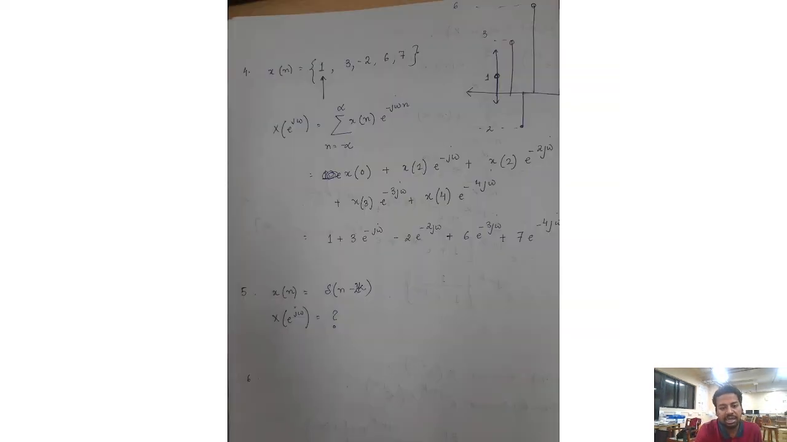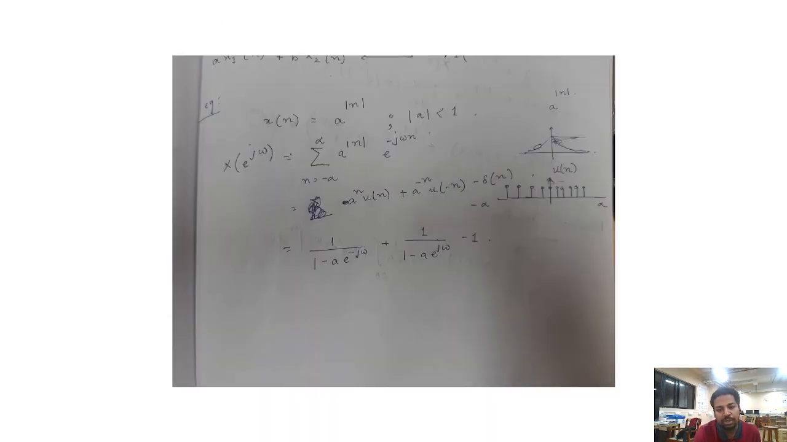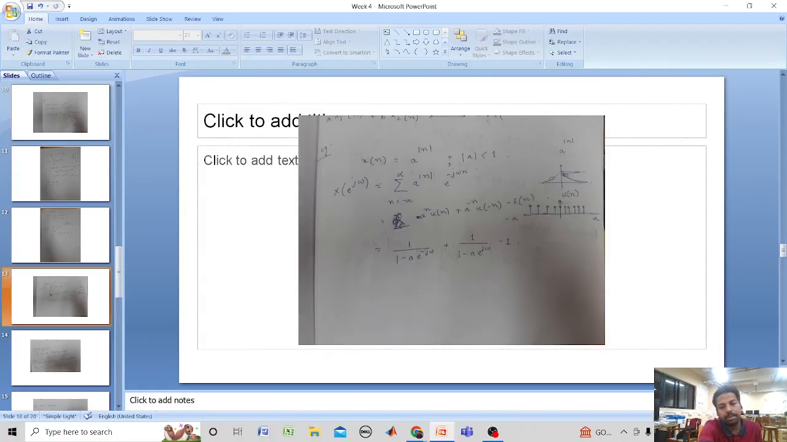And this is one assignment problem that I have given you, that is x of n is equal to an impulse function, but a shifted impulse, and this is another problem. Kindly try to do it at home. Okay, then if no doubt, I think we can end the class for today.